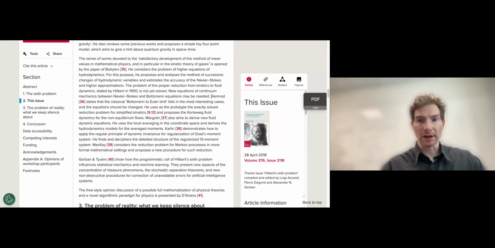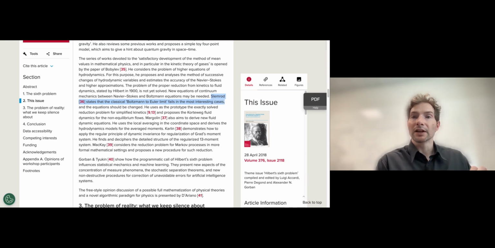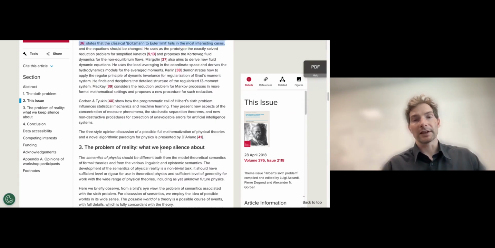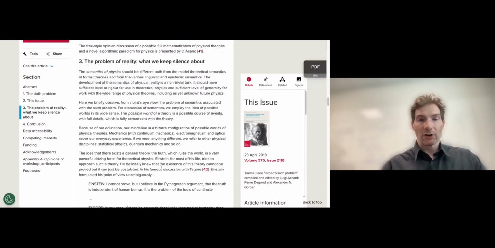I just want to mention this here. Slemrod states that the classical Boltzmann to Euler limit fails in the most interesting cases. So there are situations, very contrived, if you will, where these limits can be obtained. But when you want to obtain them for actual fluid dynamic purposes and so on, then essentially things explode in various places. Mathematically, I mean. So let's finish here.